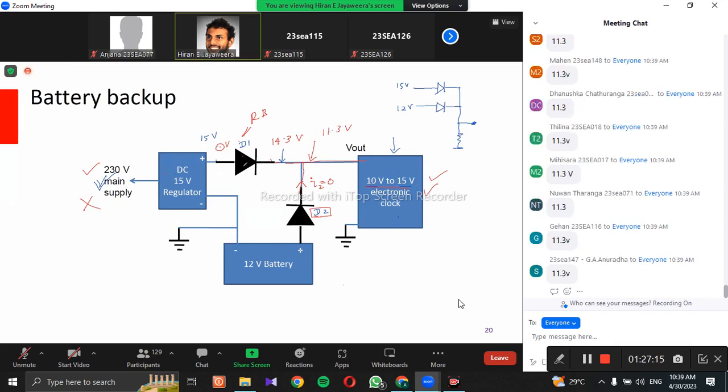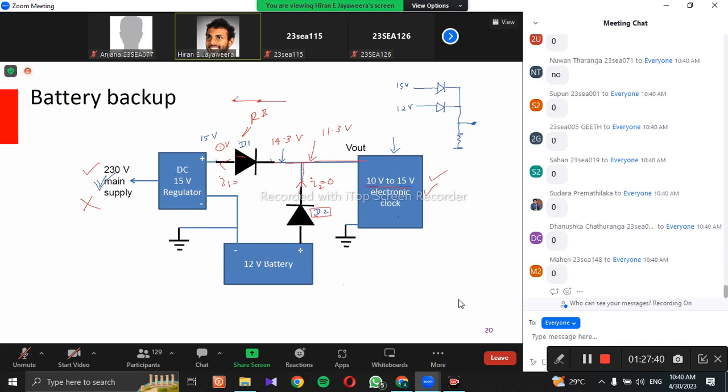Now, what can you say about current going to the main grid from the system? I1. No current flows in this direction, right? So in other words, what's really happening here is that when main supply is present, diode D1 works as a switch which is connected, and at the same time, this switch is open. When power fails, this one simply breaks the circuit and becomes an open circuit, and this one gets connected.